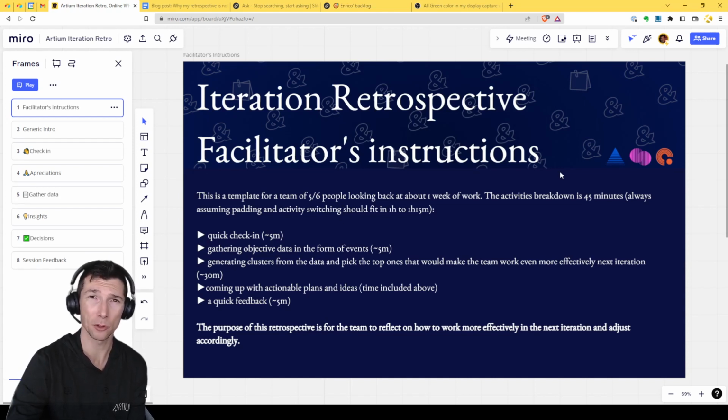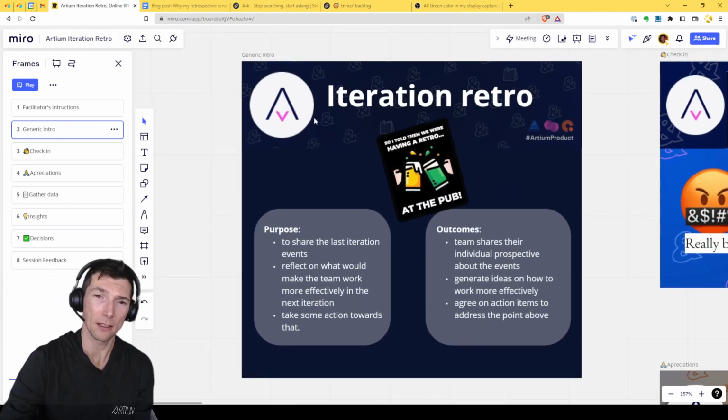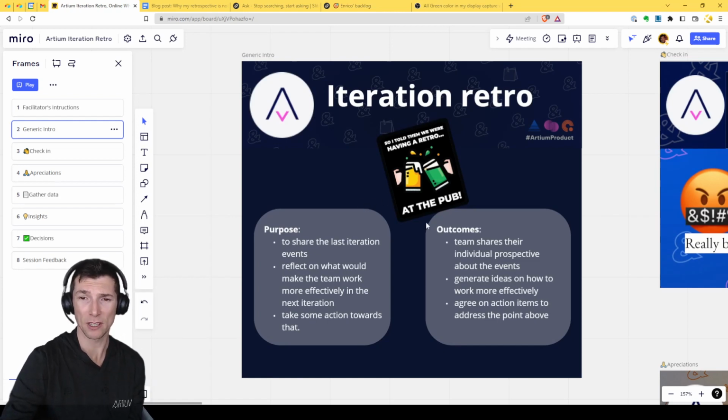There is some padding there for you to end at the top of the hour or 1 hour and 15 minutes. Again, this is based on a team of 5 to 6 people looking back at about 1 week of work. Then we have a generic introduction. And this is for the team to know what's the purpose and the outcome of the session. It's always important to make sure that is clear to everyone.